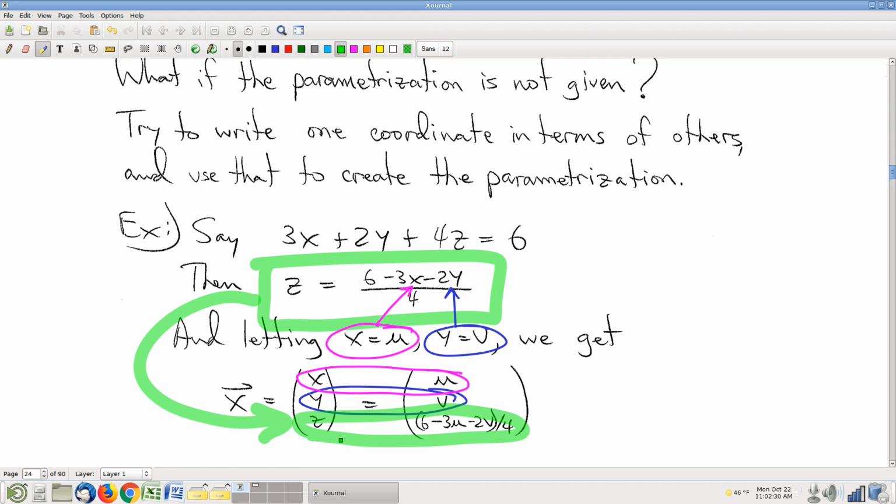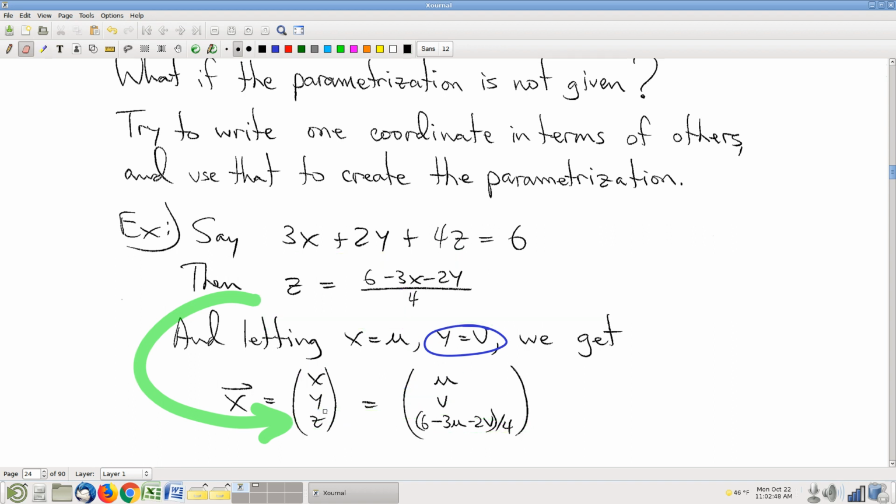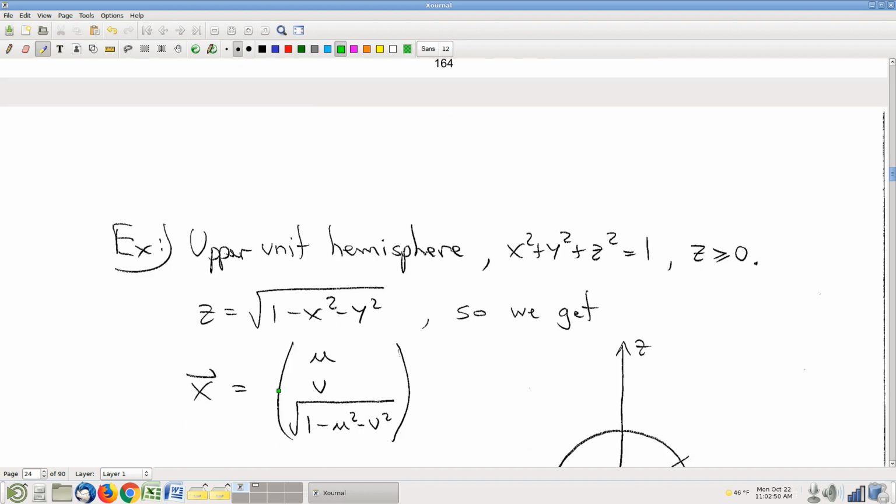Okay, so make sure you understand what happened here. Notice you view it as a graph, solve for one of the variables as a function of the others, and then just write it down, right? Just let the input variables x and y be u and v, and it all falls into place. Okay. Okay, let's see an example.